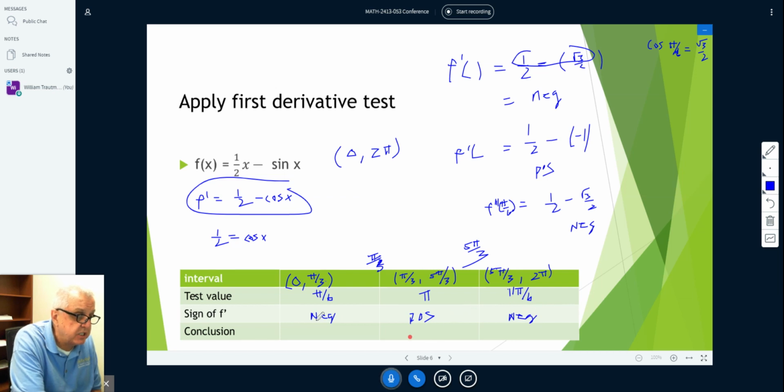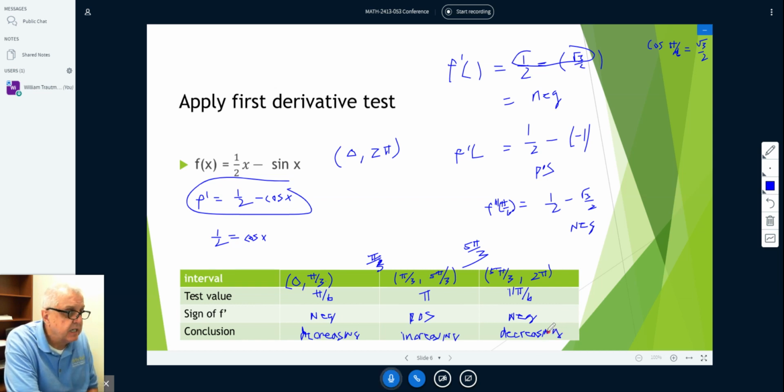So using our chart, between 0 and pi over 3, our function is decreasing. A positive sign for the first derivative says our function is increasing, using that chart that we had, that formula. And then if I get a negative when I plug in 11 pi over 6, my function is decreasing. Okay. And that's the first. Oh, well, we're not done.